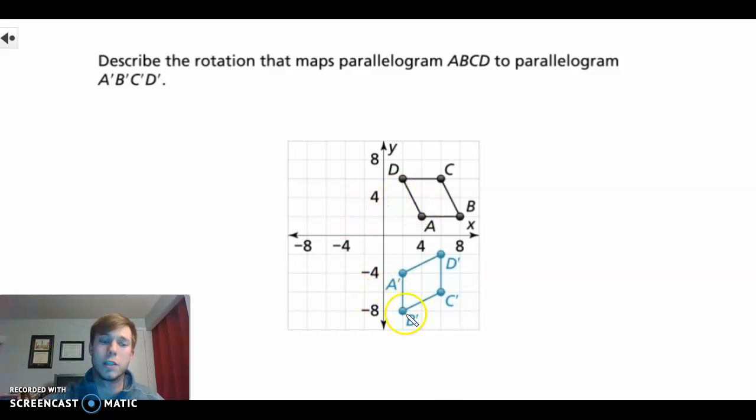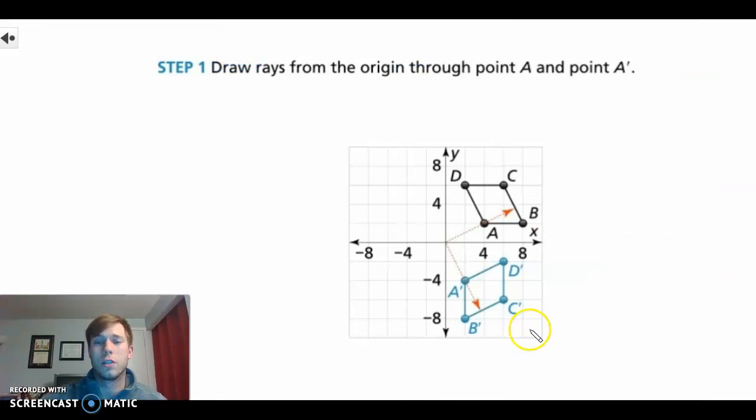To do this, just like we did with the other ones, we want to draw rays from the origin to a point from the figure, and a point from the image that would be its prime point.